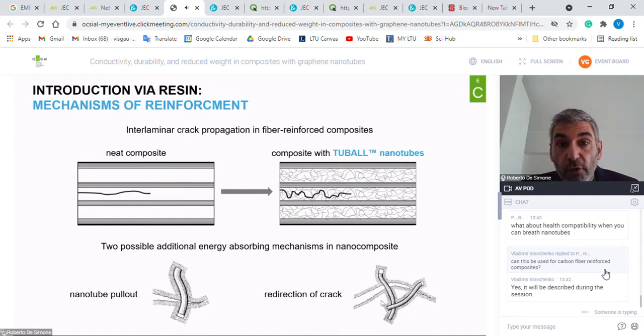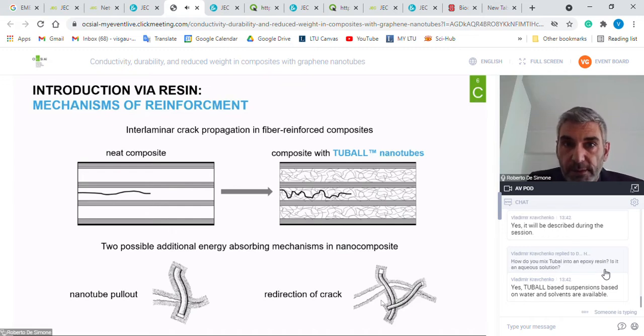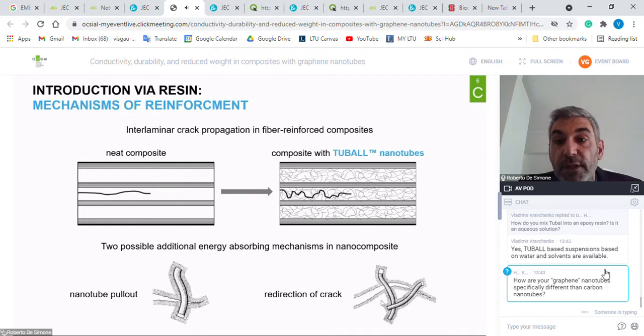So there is a sort of energy absorption of the propagation in the nanocomposite where Tubal is dispersed. The propagation path of the fractures is reduced, controlled, and extinguished by the use of Tubal, because it's a very arduous path, so it's going to expire easily.